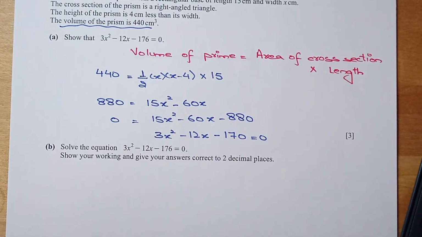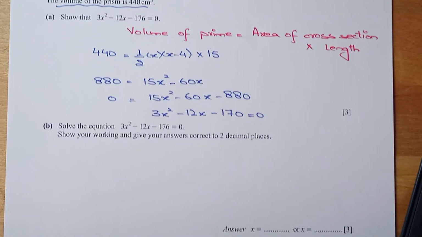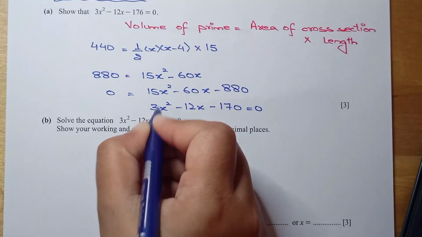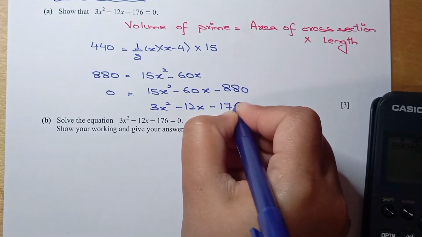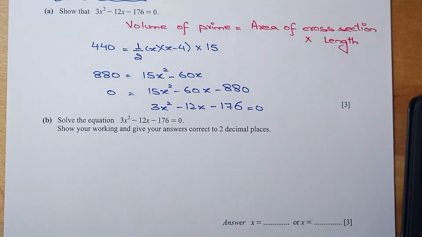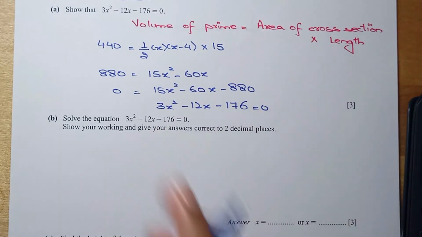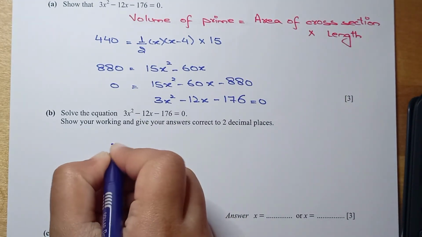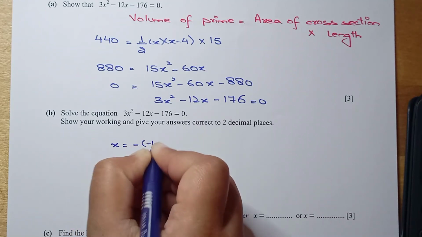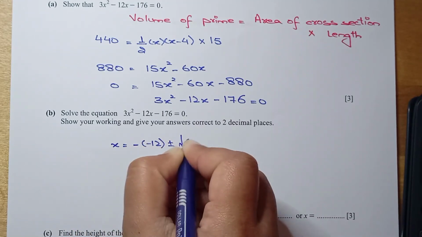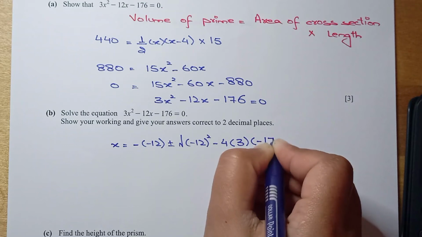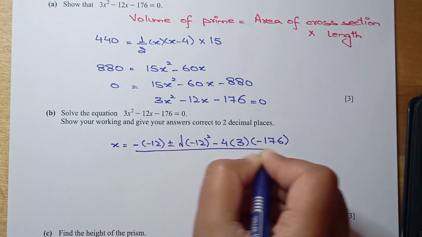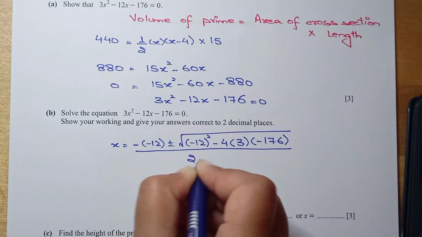Now for the B part, solve the equation, show your working and give your answer correct to one decimal place. So we can solve this quadratic equation by using the quadratic formula. So a is 3, b is minus 12 and c is minus 176. Sorry, I made a mistake. It's not 770, it's 776. Let me use the quadratic formula over here to get the two values for x. So x is equal to minus b, minus into minus 12, plus minus square root of b square, minus 12 square, minus 4 times a value is 3 times the c value is minus 176, and then dividing by 2 times a, that is 3.